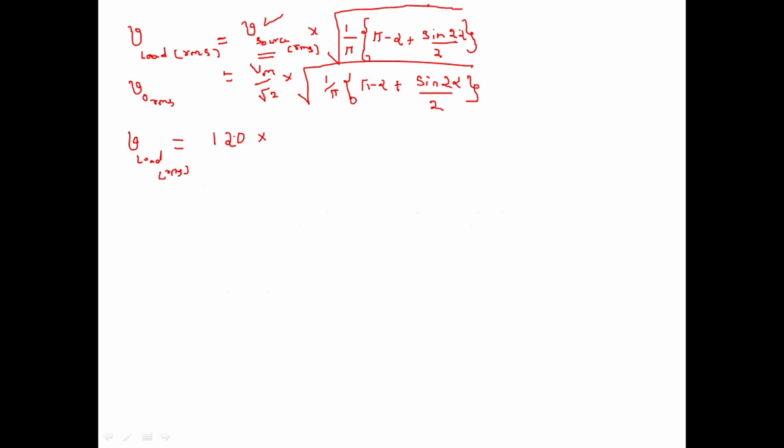Otherwise, for 120, what is Vm? That we need to calculate. Vm becomes something like 325.2, 325 point something you will get. Then divided by root 2. You can check this is also equal to 120.